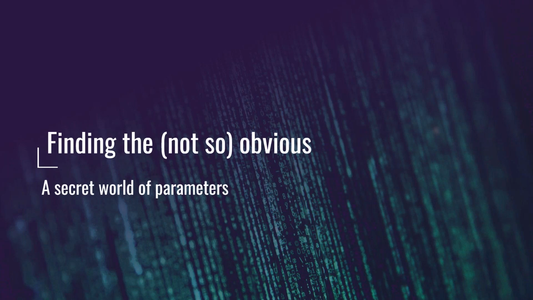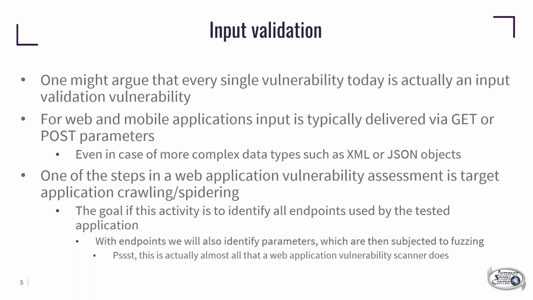The next section of the presentation will be about how we find parameters which are maybe not obvious to us. So first of all, why do we want to find such parameters? Well, whenever we are testing for security vulnerabilities, typically the most interesting part of any application is to see what input that application is receiving from us and how the target application is handling that input. It doesn't matter if you're testing web applications or mobile applications or even fat client applications.